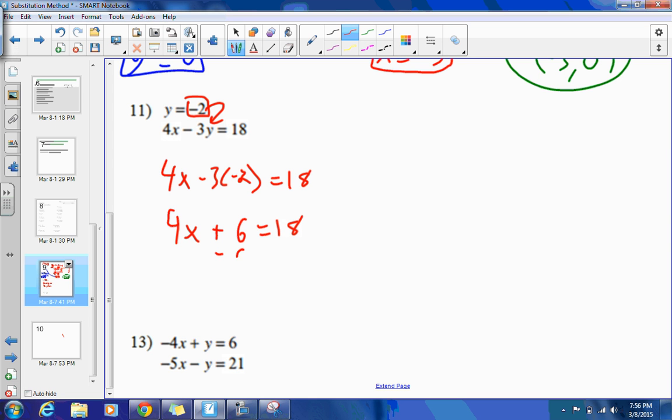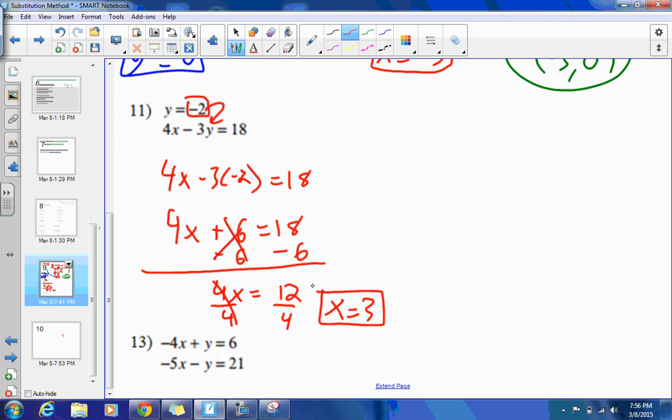The two-step equation tells us to subtract 6 from both sides. That's PEMDAS in reverse: get rid of addition or subtraction. You have 4x equals 12, and then lastly divide both sides by 4. You end up with x equals 12 divided by 4, which is 3. There, like before, we have our x value, 3.